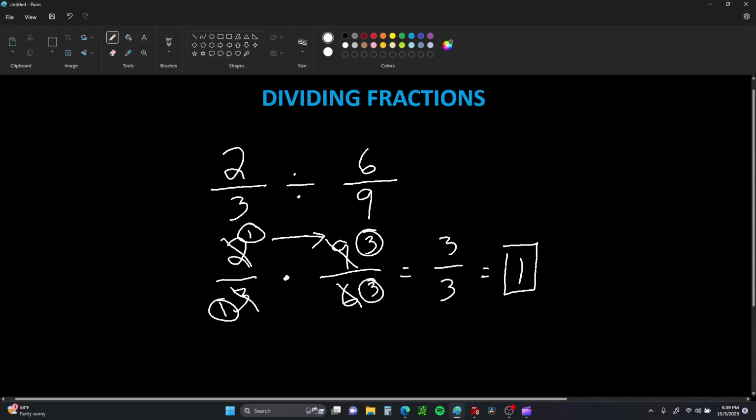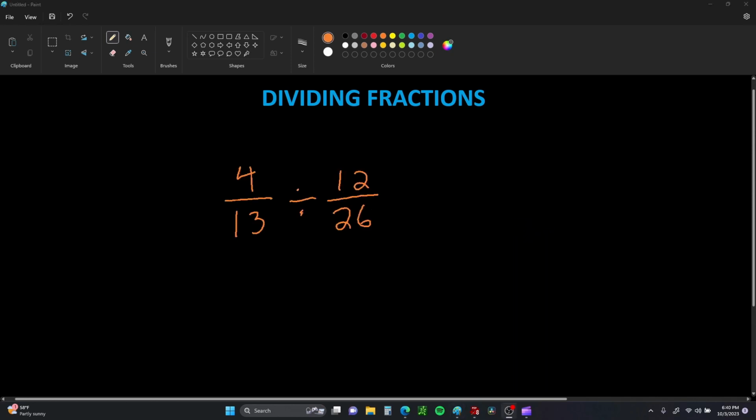Let's look at one last example. So now we have 4 over 13 divided by 12 over 26. I'm going to copy the first fraction, put the dot to turn it into multiplication, and then flip the second fraction upside down. When I look at this, I've designed it so that we get some good simplification here. So I'm going to cross simplify 4 and 12. 4 goes into itself once, and 4 goes into 12 3 times.